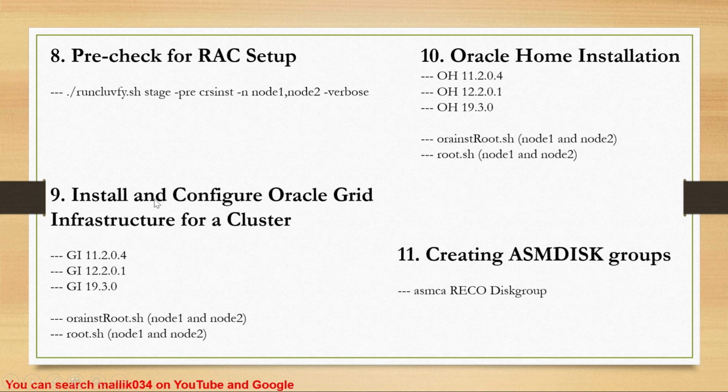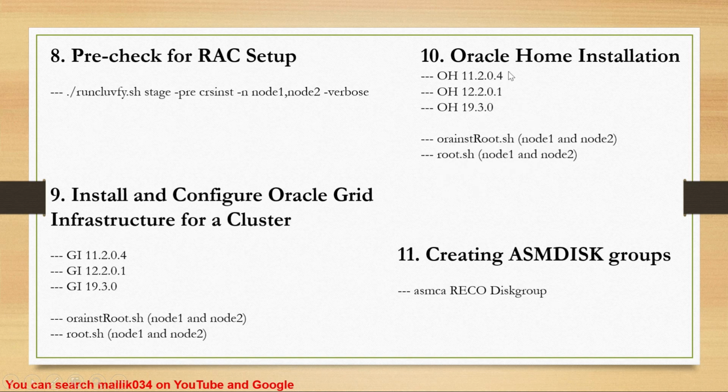And then once the installation is done, it will ask you to run orainstRoot.sh and root.sh. You are going to run them on both the nodes, and I'm going to explain what all these scripts are going to do and what the importance of these scripts is when we actually do this installation. And once the grid installation is done, I will quickly verify everything, and then after that I will start with the Oracle home installation. So again, Oracle home installation, I'm going to do 11g, 12c and 19c. Again, orainstRoot.sh and root.sh.